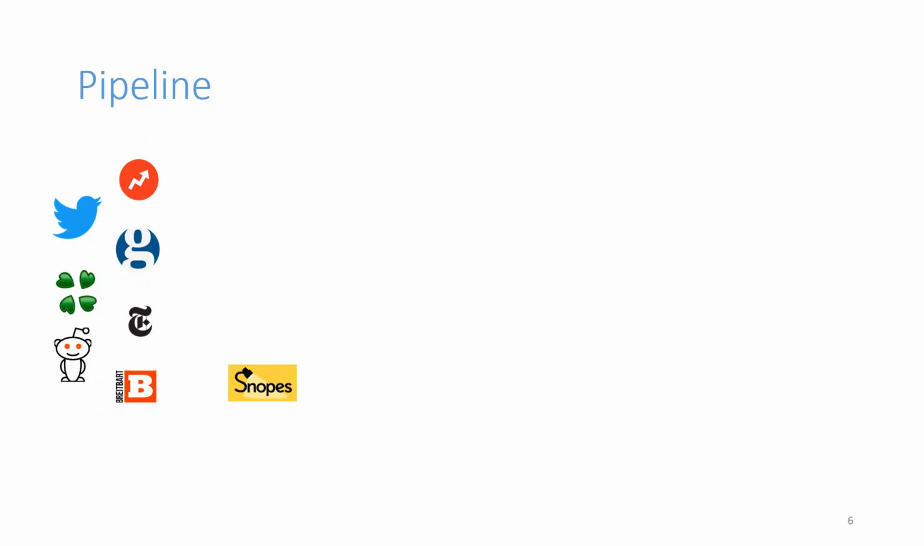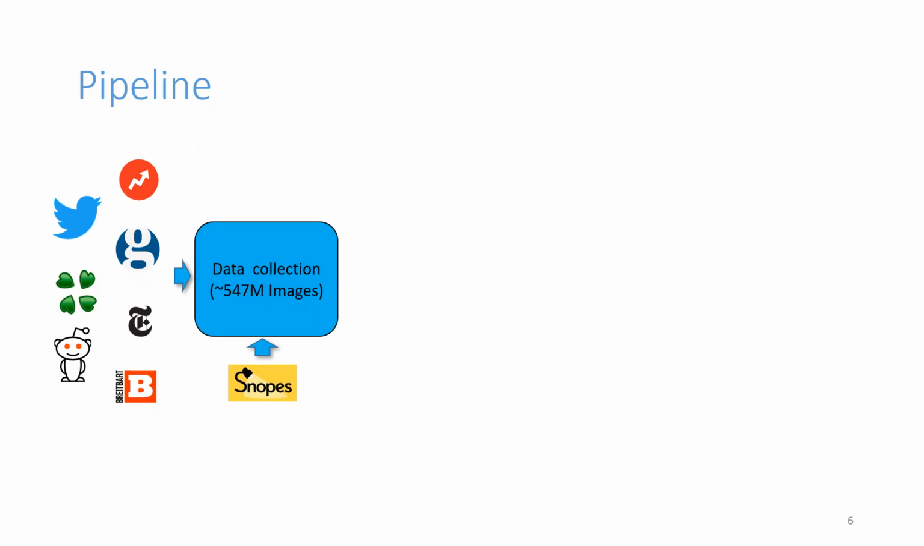On Snopes, there is a section called Photography, where it confirms whether an image is a photography image or a true image, though unbelievable. We collected the images and the corresponding labels from the section Photography on Snopes. In total, we collected around 547 million images.